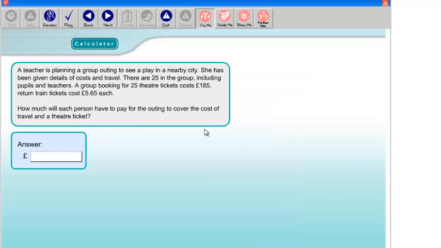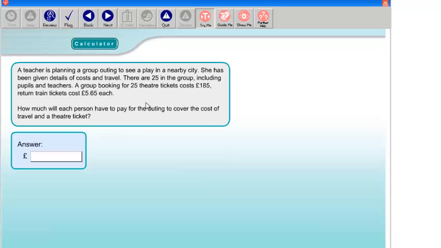Question 6. Okay, it's a wordy one. It looks horrible, but let's give it a go. Teacher is planning an outing. She has been given the costs. There are 25 pupils in the group, including pupils and teachers. The group booking for 25 tickets will cost £185, and the train tickets are going to cost £5.65 each. How much will each person have to pay to cover the costs?